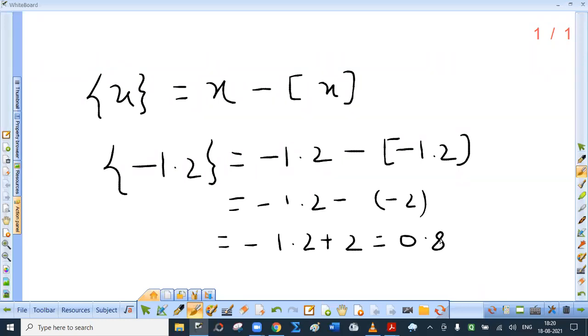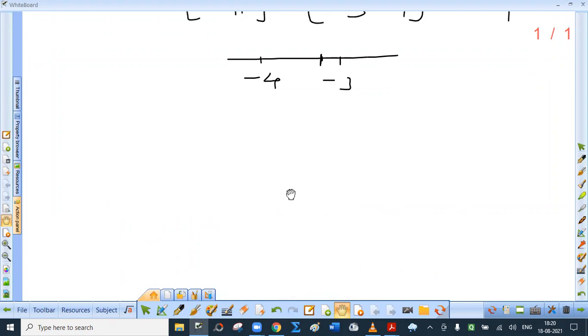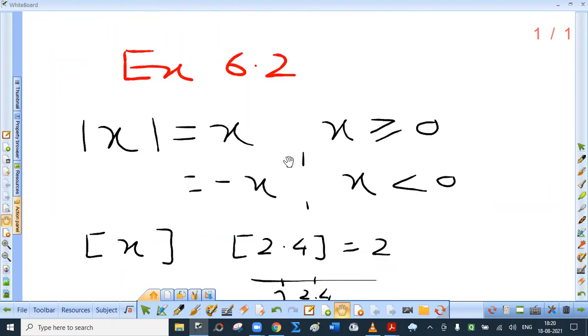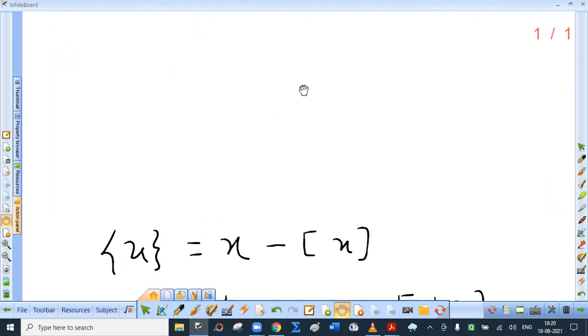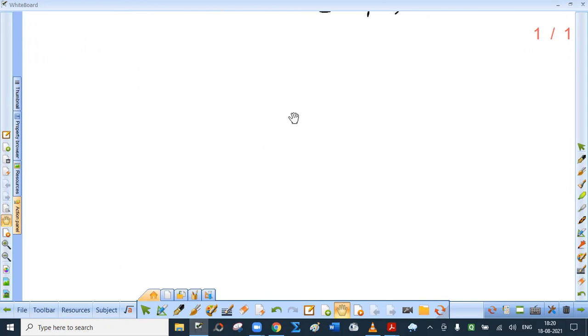And what is the range of this function? Basically, it is fractional part. Okay. So it is semi-open interval 0 to 1. Is that clear? Okay. Now we are in a position to solve sums from which exercise? I have written here exercise 6.2. Okay. So I will again write that.